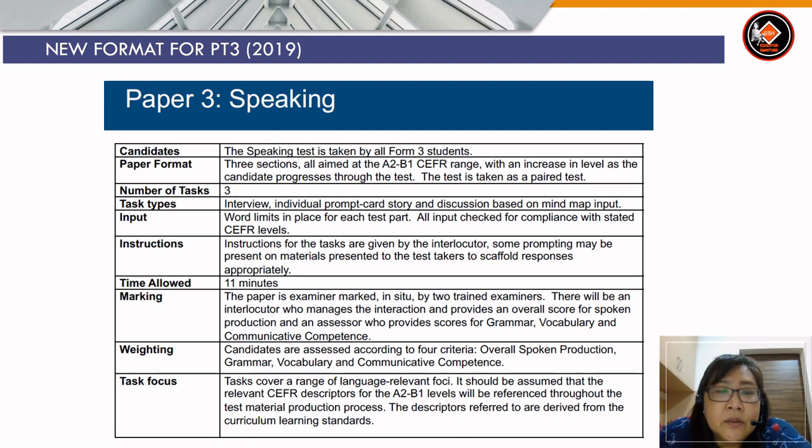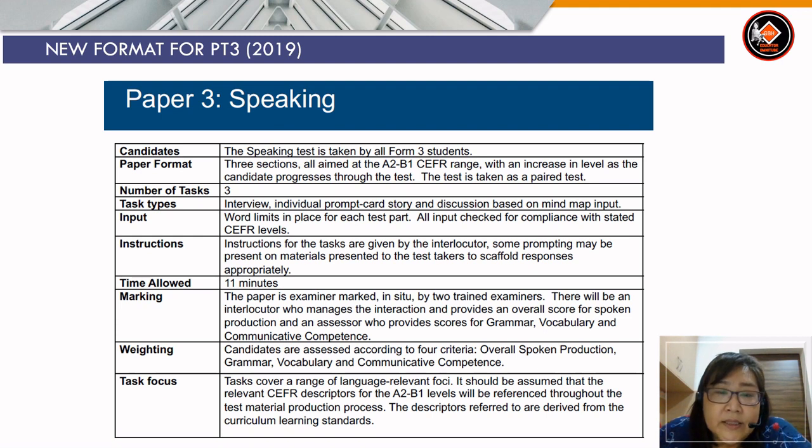The input, word limits in place for each test part. All input checked for compliance with stated CEFR level. Instructions. Instructions for the task are given by the interlocutor. Some prompting may be present on material presented to the task takers to scaffold responses appropriately. Time allowed 11 minutes.